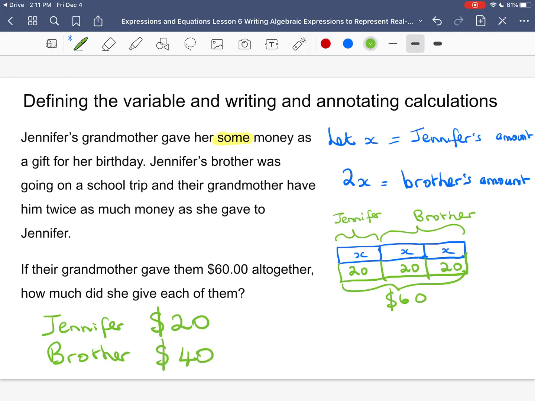So here you can see that I defined the variable, let x equal. I wrote little notes as I went along. 2x represents the brother's amount. And then when I drew my tape diagram, I labeled it, I annotated it as I went along. Jennifer's name, her brother, the amount here. And when I was done with my calculations, I made sure to write my units, which was dollars, in my answer.